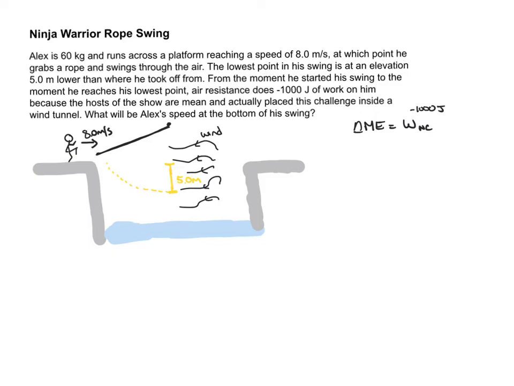The only other forces acting on him would be gravity, which is a conservative force, and also tension. But tension does not count towards W_NC because tension is always 90 degrees to Alex's motion. He's going to swing in a circular motion, and the tension is always going to be perpendicular to the way he's moving. So that 90-degree angle means that it will not do any work on Alex. Cosine of 90 is 0.